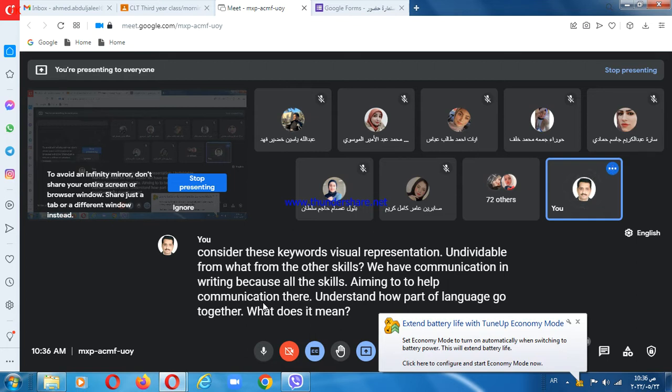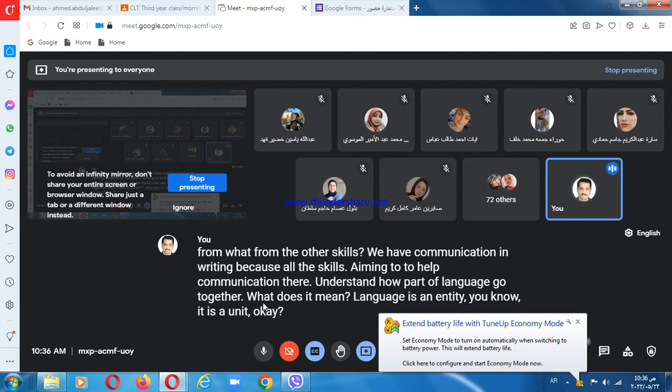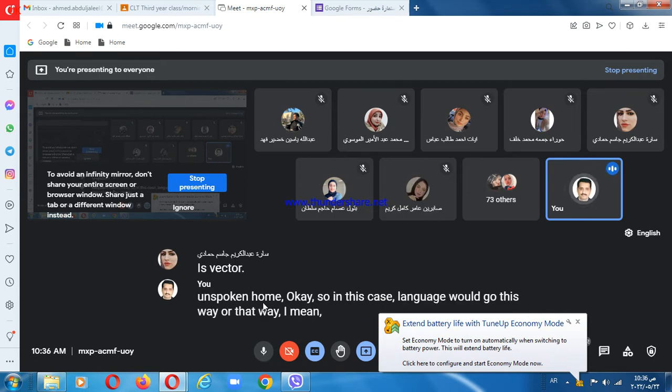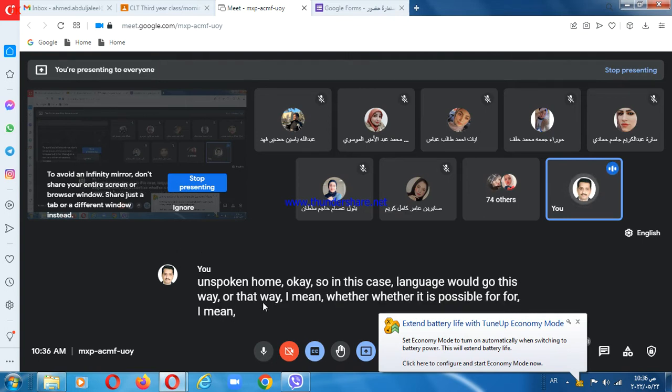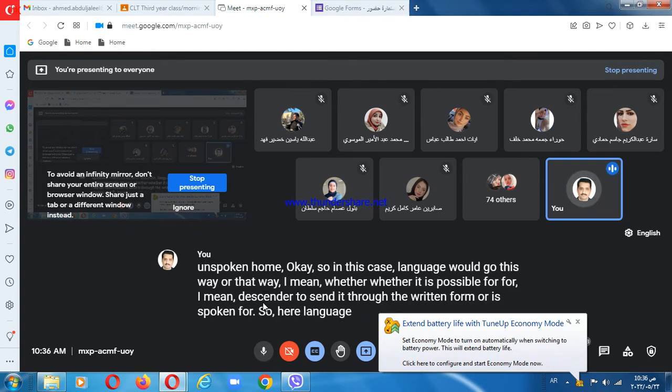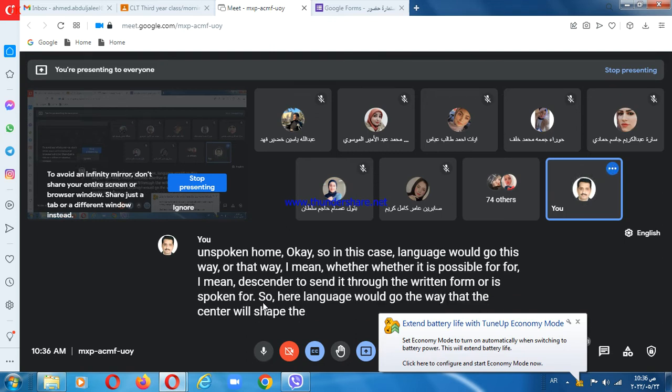Language is an entity, it is a unit. Language goes through written form and spoken form. So in this case, language would go this way or that way. I mean, it is possible for the sender to send it through the written form or spoken form. So here, language would go the way that the sender will shape the kind of communication.